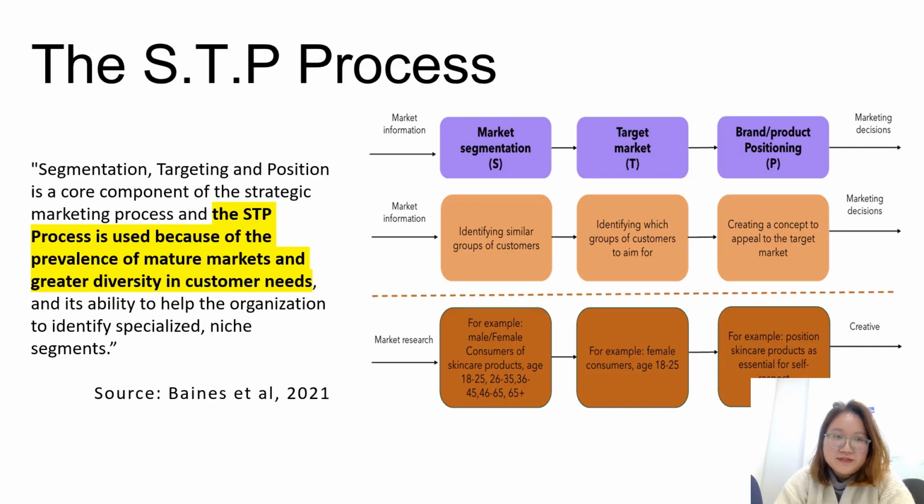So let's move on to the second concept, the STP process. Segmentation, targeting, and positioning is a core component of the strategic marketing process. The STP process is used because of the preferences of major markets, the greater diversity in customer needs, and its ability to help the organization identify special segments.